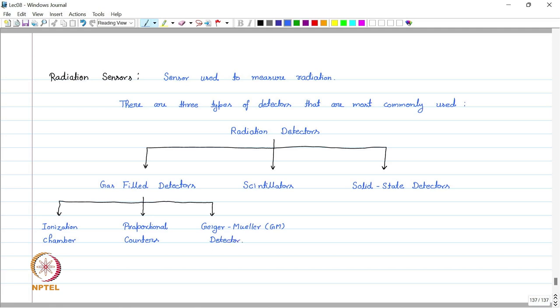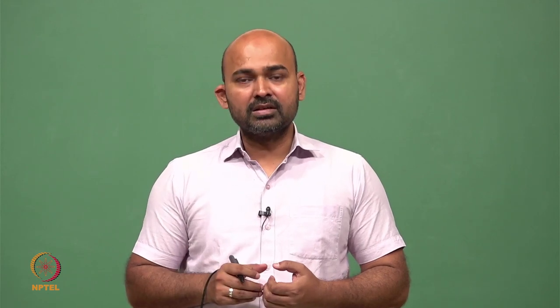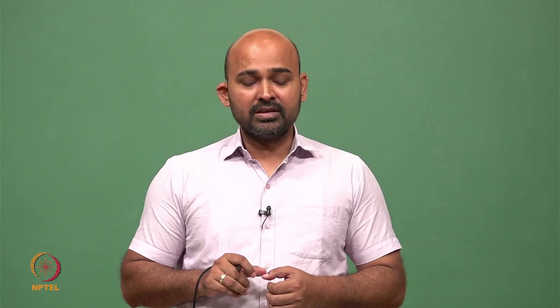So here we have radiation detectors which are of three types. One is the gas filled detectors, the other is scintillators, and the third is the solid state detectors, which are composed of, for example, semiconductors like silicon based or some organic material based detectors. Those fall in the semiconductor or the solid state detectors.